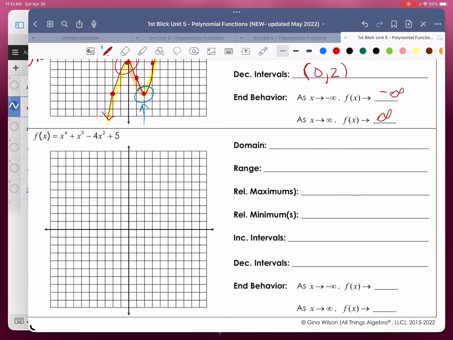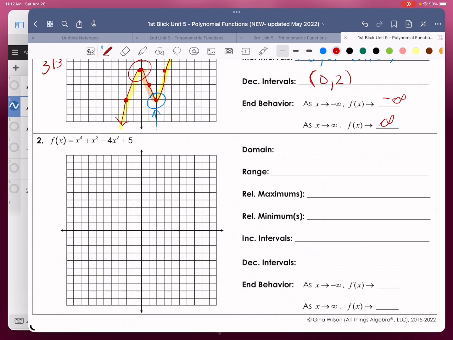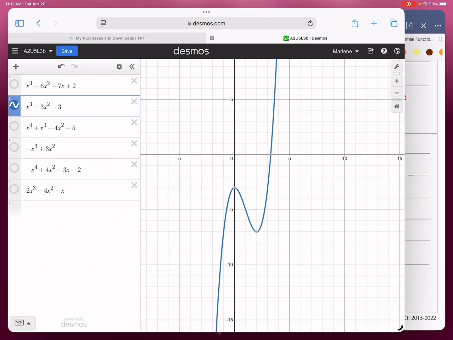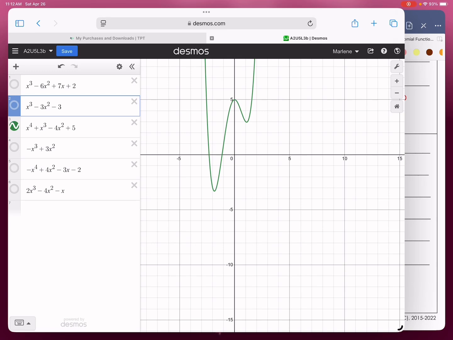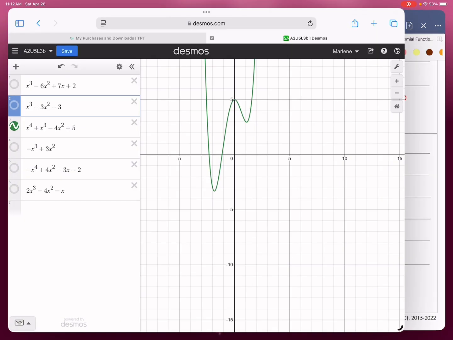And like I said, we are going to cheat a little bit and use Desmos to graph these because that's going to be quicker. So let's look at our next one: x to the 4th plus x to the 3rd minus 4x squared plus 5. So let's just look at the graph.